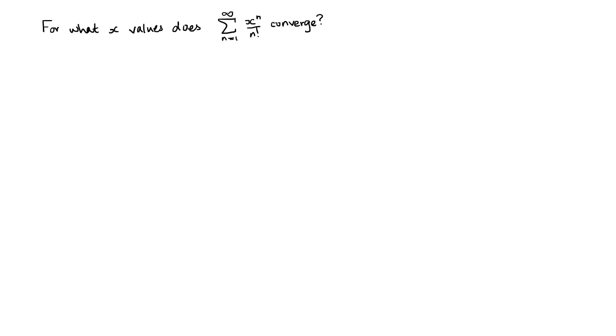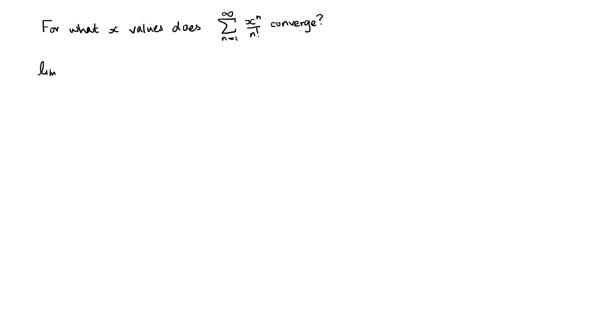Let's play this game one more time. We're going to find the x values for which the series, n equals 1 to infinity of x to the n over n factorial, converges. So we want to know what x values we can plug into this series and end up with a convergent series. Okay, so we see a factorial, so we should be thinking ratio test.